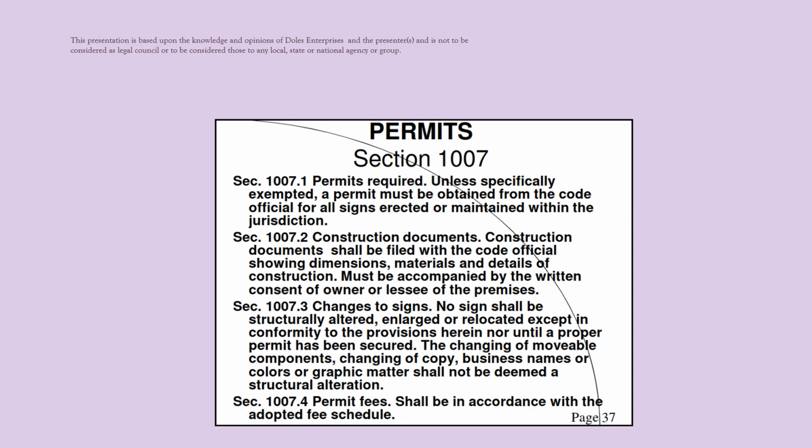Unless exempted, a permit must be obtained from the code official for the erection and maintenance of all signs erected or maintained.